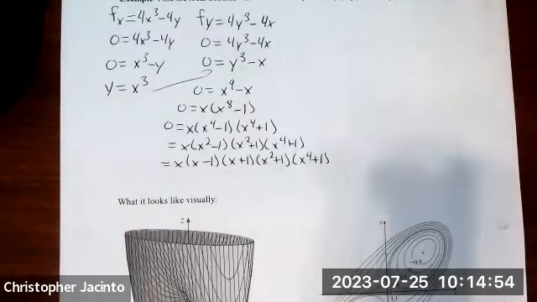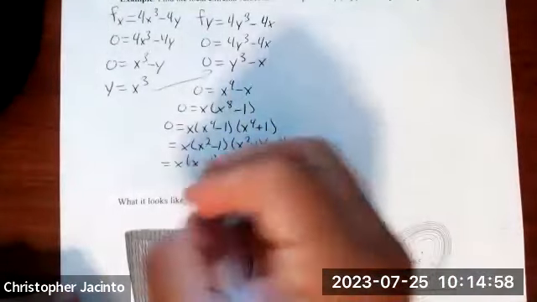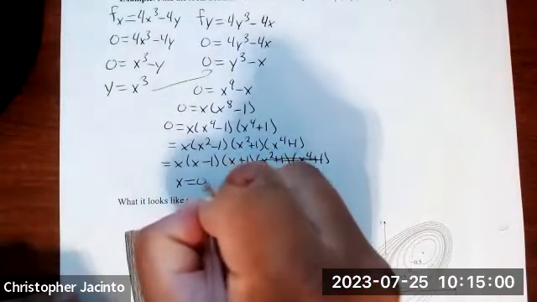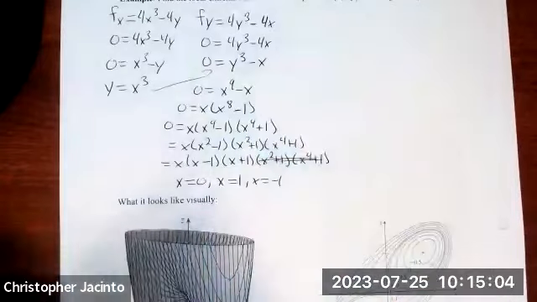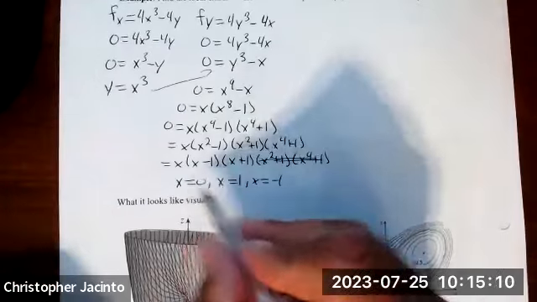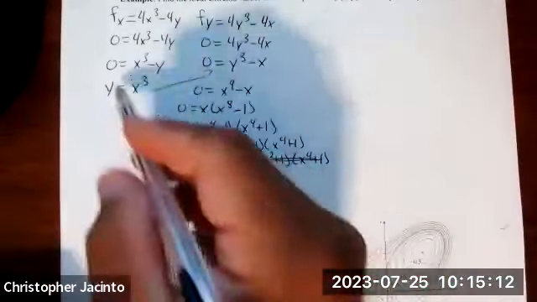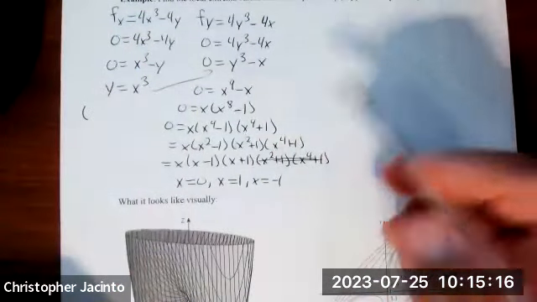But don't worry, we live in the real world, so these will never be zero. So in fact, all we care about is these parts. There we go. So therefore, if x is 0, 1, and -1, we can go back here. So we have 3 critical points, or potential critical points, right?